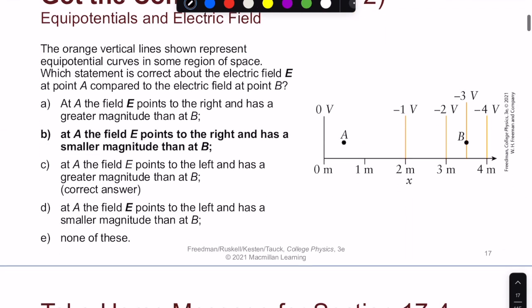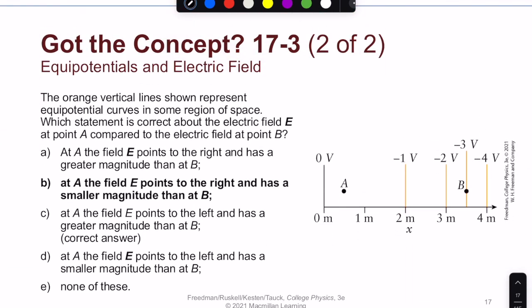So there we go. Just as a reminder, the explanation for each of these "got the concepts" is in your book, okay? So if you found my explanation a little confusing, or you're going through all these videos and you just need a break from hearing my voice, you can go in the book and read their explanation.